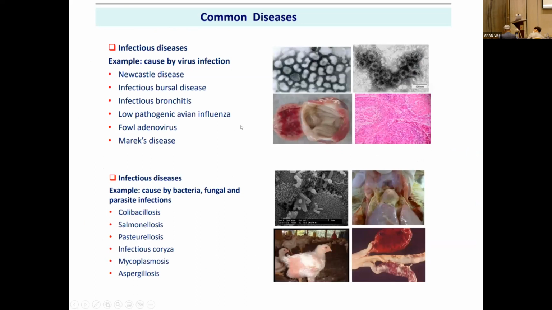If you see from this example of the pathogens that cause infection in the poultry industry, we have virus infections, for example NDV, IBDV, fowl adenovirus, and also infections caused by bacteria, fungus, and parasites, like Salmonellosis, Pasteurella, Mycoplasma.